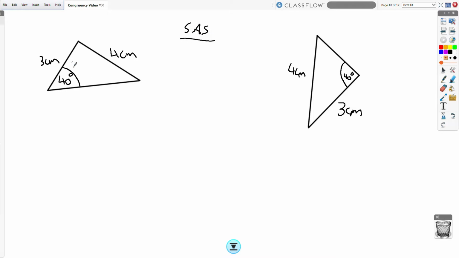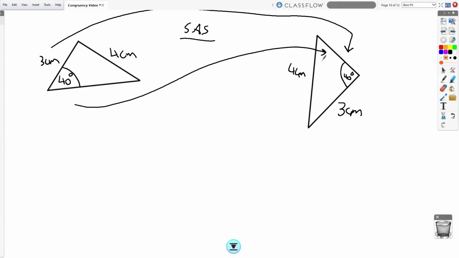So ideally we should have SAS, but what you notice is, if we were to rotate it, the 40 degrees is next to the 3, but opposite the 4. But if we rotated it the way we have this triangle, that 3 would technically be here and not here. So technically the 3 would be on the other side, so therefore this side wouldn't be 3, it would be another length. And then this angle 40 would actually be this angle up here.